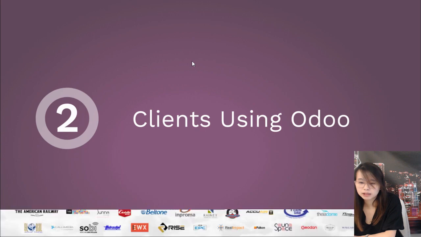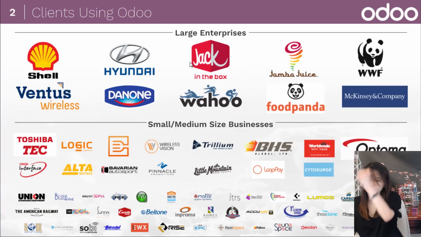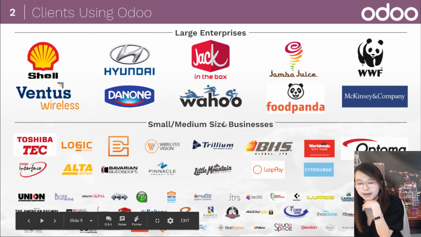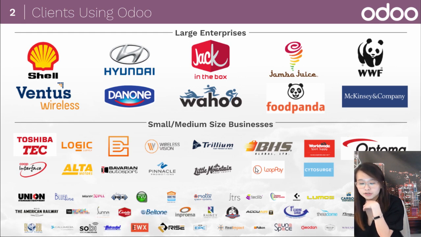So here are some clients that are currently using Odoo. For large enterprises, we currently have Shell and Foodpanda, to name some. And there are still a lot of SMEs that are currently using Odoo for their inventory management, manufacturing process, and all the different processes they have in the company.